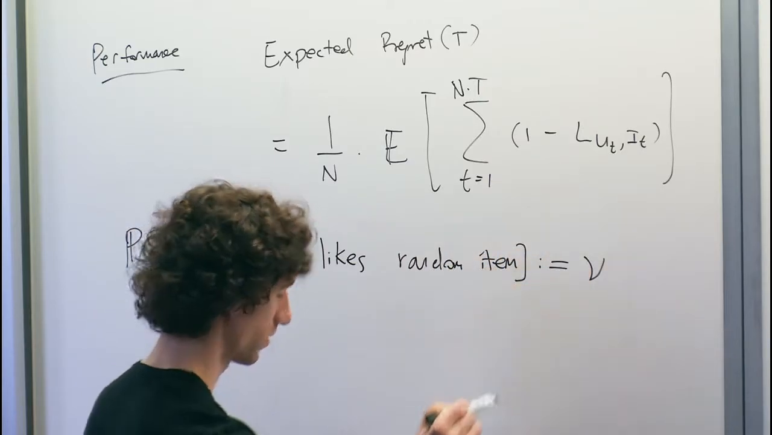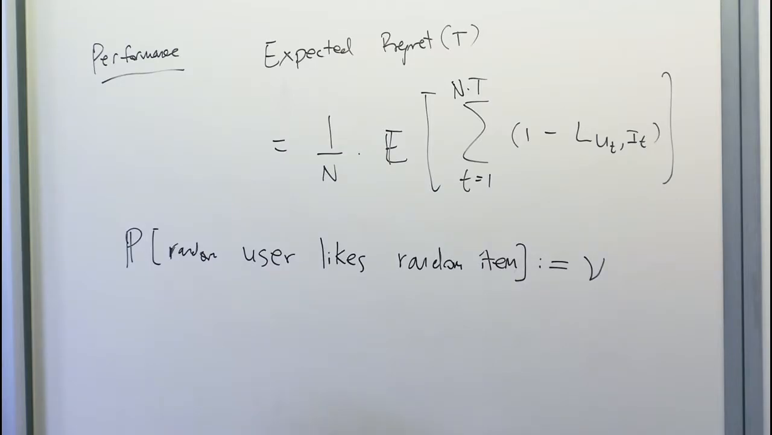Some predefined near. And this is some constant. You can think of it as like a third or something. Okay, so theorem.